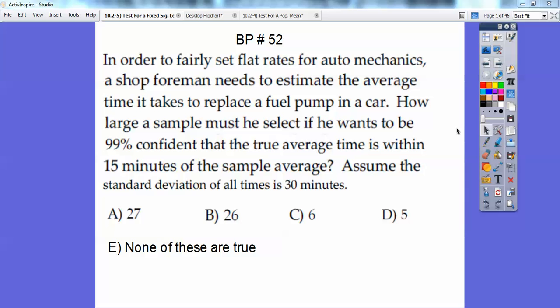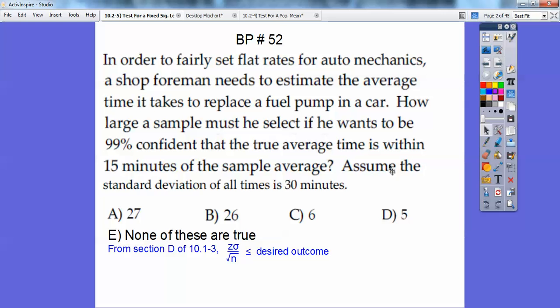Okay, so we're going to have to go ahead and use this formula right here. This was in section 10.1-3, the video. This is your z-score that you find for your 99% confidence, and your standard deviation is that 30 right there, divided by the square root of n, and is less than or equal to my desired margin of error, that 15 minutes.